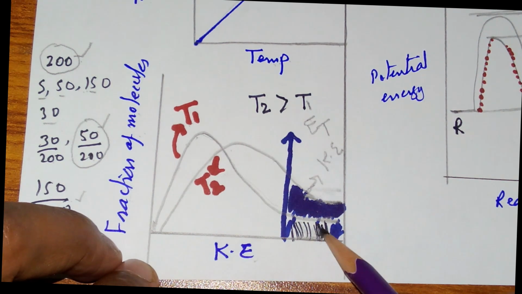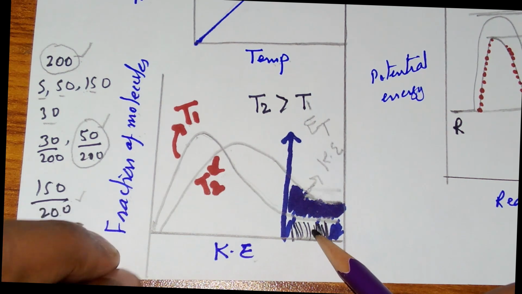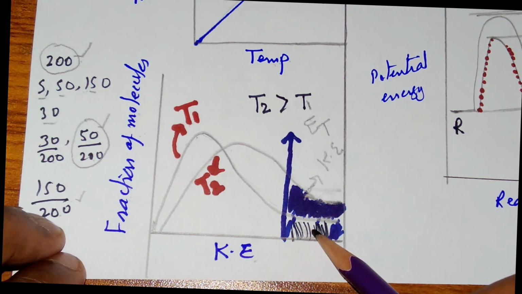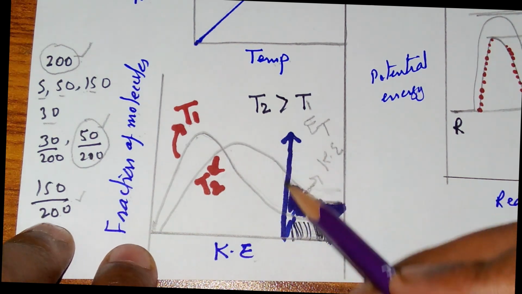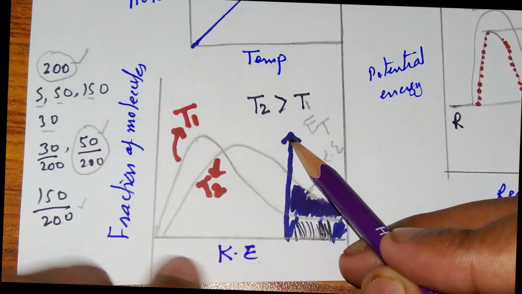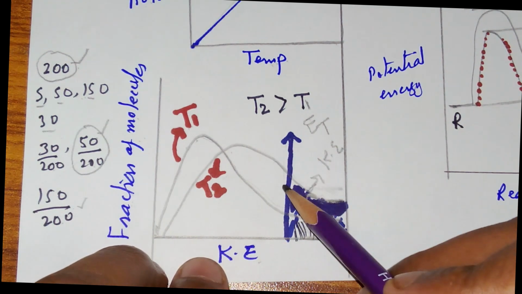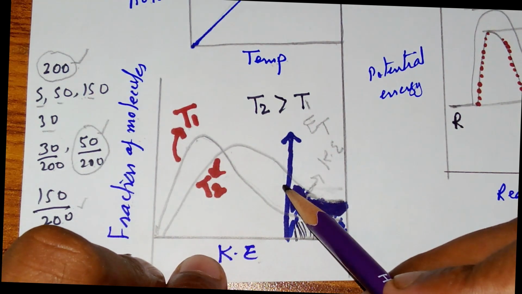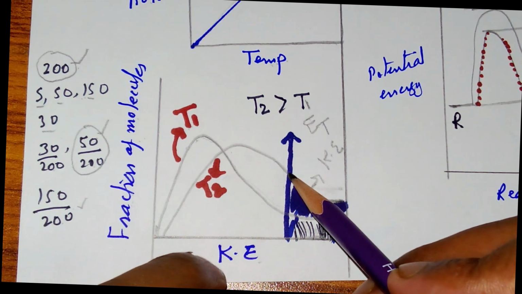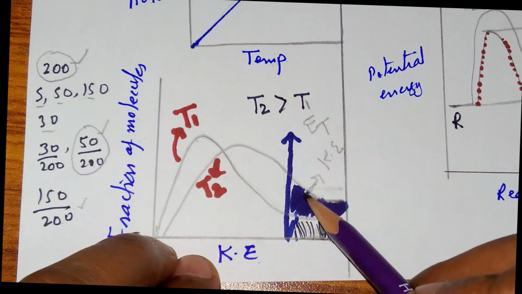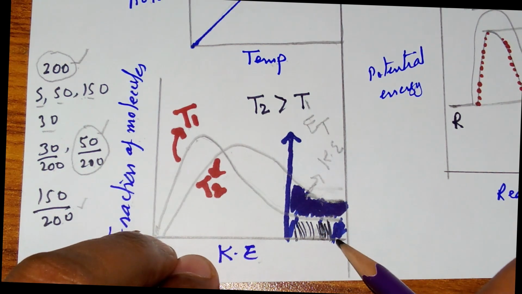These molecules have low kinetic energy, but they are a very small fraction of the molecules here. So this is the threshold energy. All the molecules from the reactant side have to cross this threshold barrier in order to make the product.